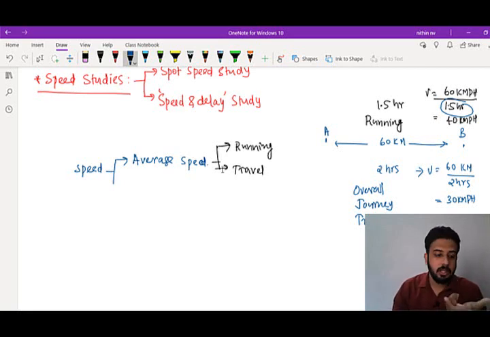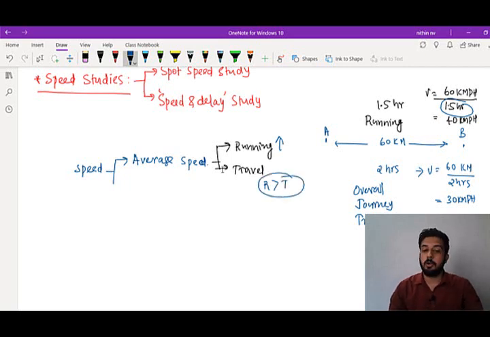In the running speed, it is total time minus delay. So the denominator is less in case of running speed. So always your running speed will be more than travel speed. So that point you can note down: running speed will always be more than your travel speed.